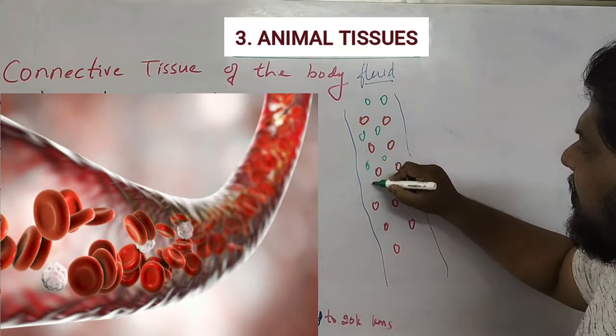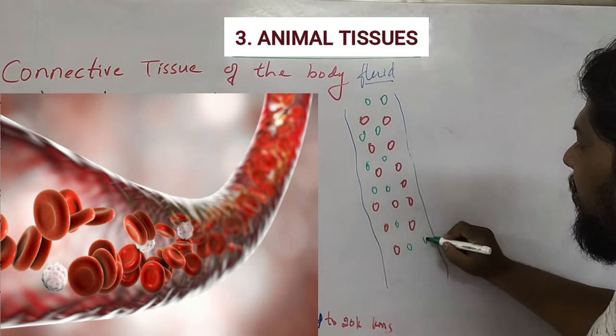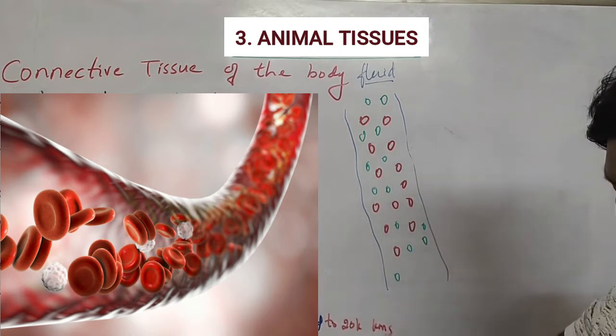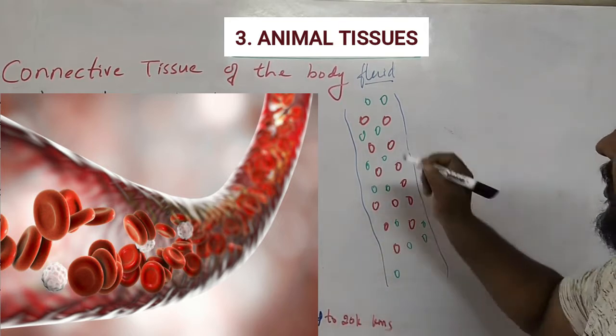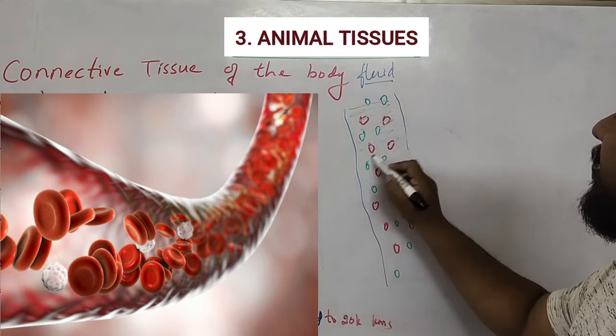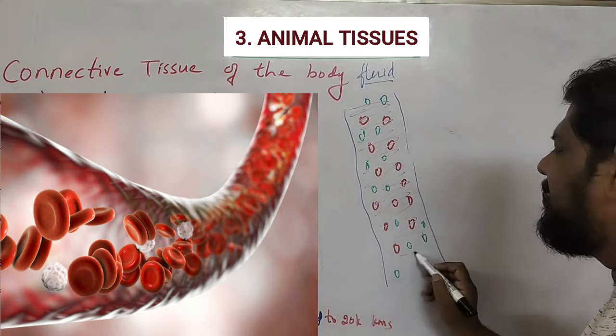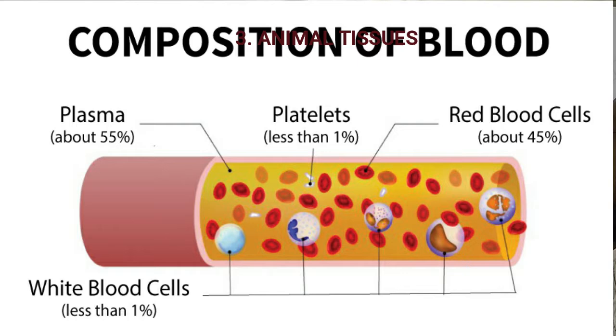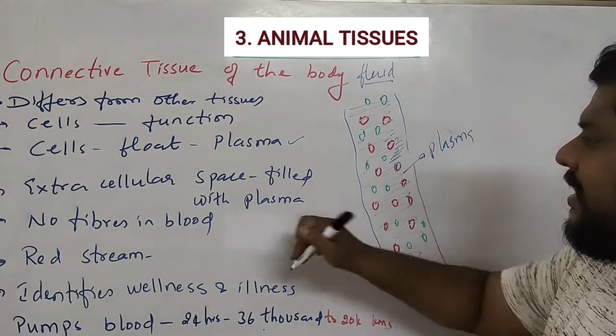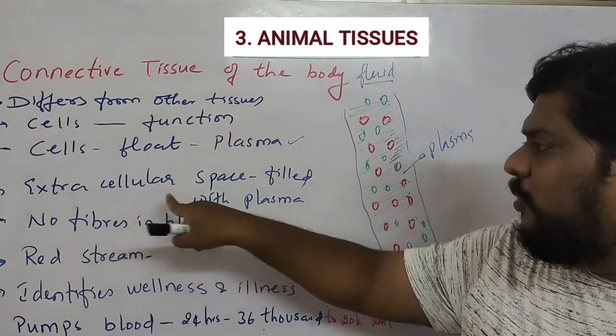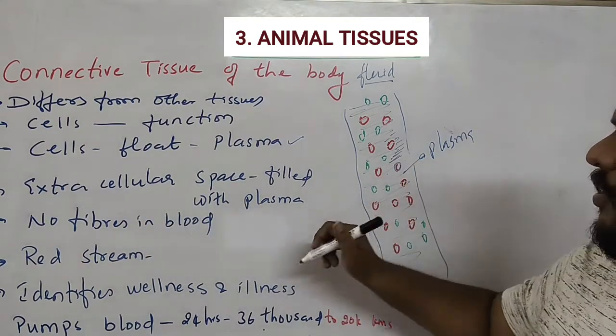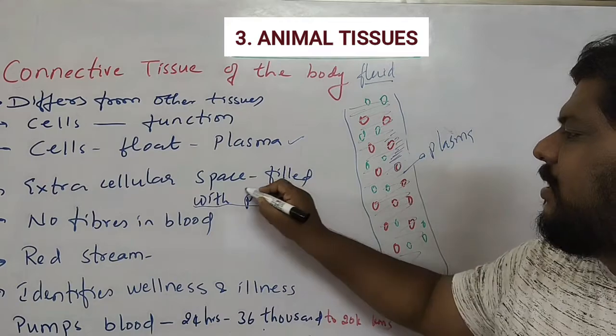Apart from these cells, all these cells move in a liquid form, some watery kind of substance which is called the plasma. This plasma is the extracellular fluid because it is present outside these cells. What is present outside the cell is called the extracellular space. So this extracellular fluid which you see here is called the plasma.